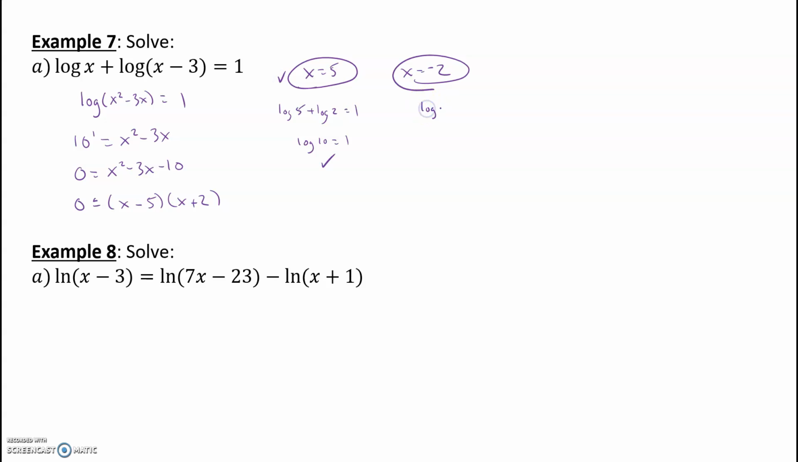Next one, log of negative 2, and we can actually stop right there. There is no number you can raise to an exponent and get a negative. You can't raise it to an exponent and get a negative. So we're actually going to stop there. We're not going to use that negative.